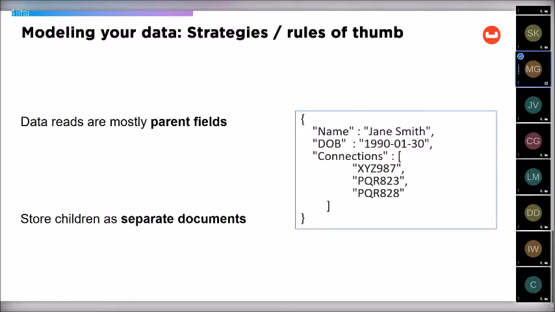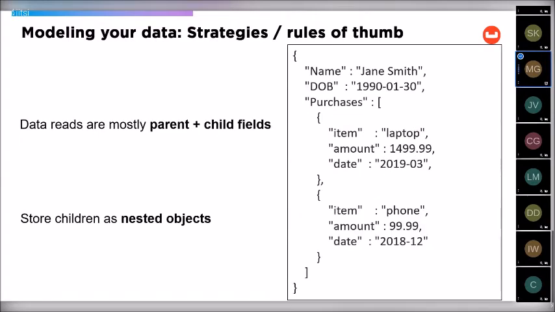And you can probably see where I'm going here. If we're reading parent and child together, so let's say it's a shopping cart, and we want to get all the purchases when we're clicking on the View Shopping Cart button, we don't want to have to make multiple trips. So we'll just put them all together in the one document, and we'll retrieve the whole document as one piece. So it makes sense to store them as nested objects.